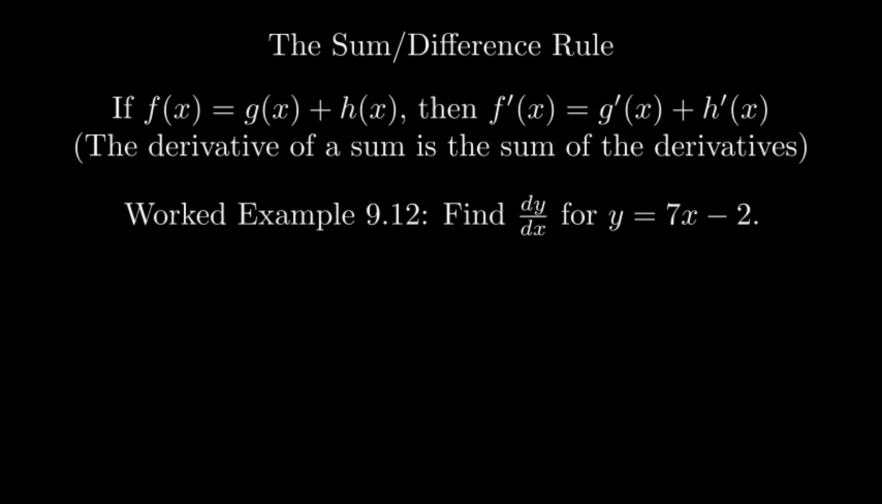Let's look at the example y equals 7x minus 2. To be very clear, let's rewrite each term in the x to the n form. Remember that x is the same as x to the power of 1, and a constant like 2 can be written as 2 times x to the power of 0, since x to the 0 is 1. So our function is y equals 7x to the 1 minus 2x to the 0.